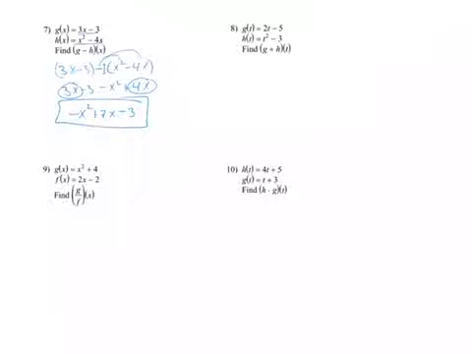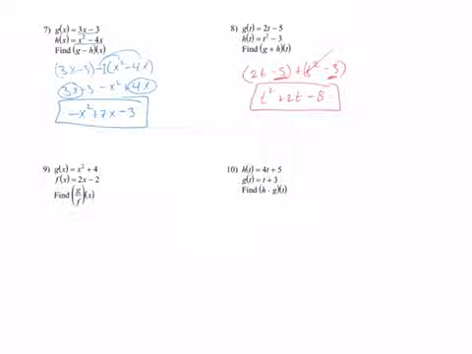This one says add them, g function plus the h function. So it's going to be 2t minus 5 plus t squared minus 3. So let's say it's going to be t squared plus 2t minus 8, because those ones are like terms.